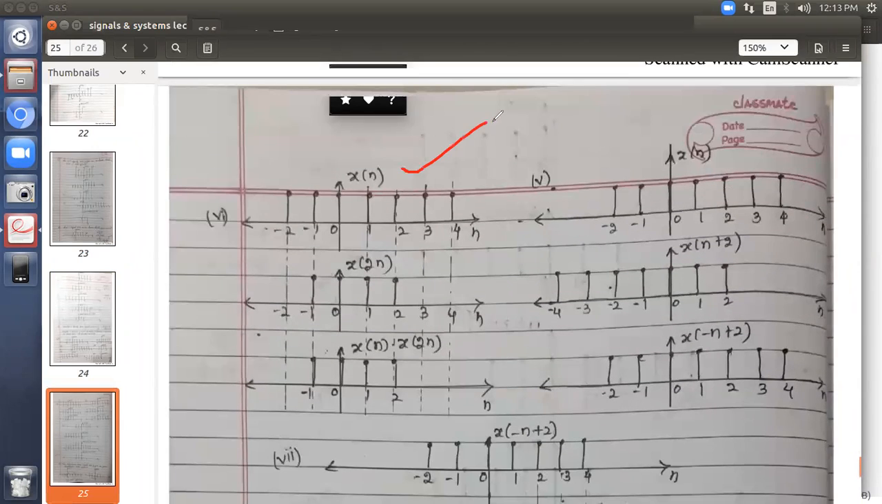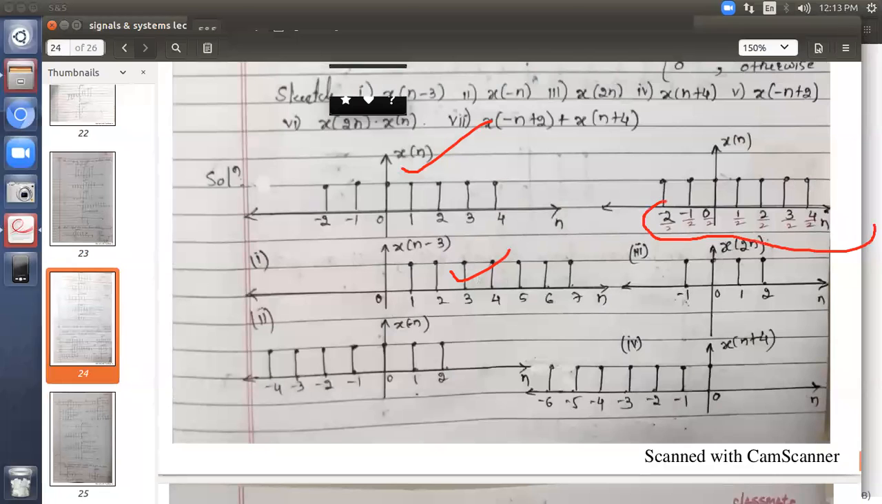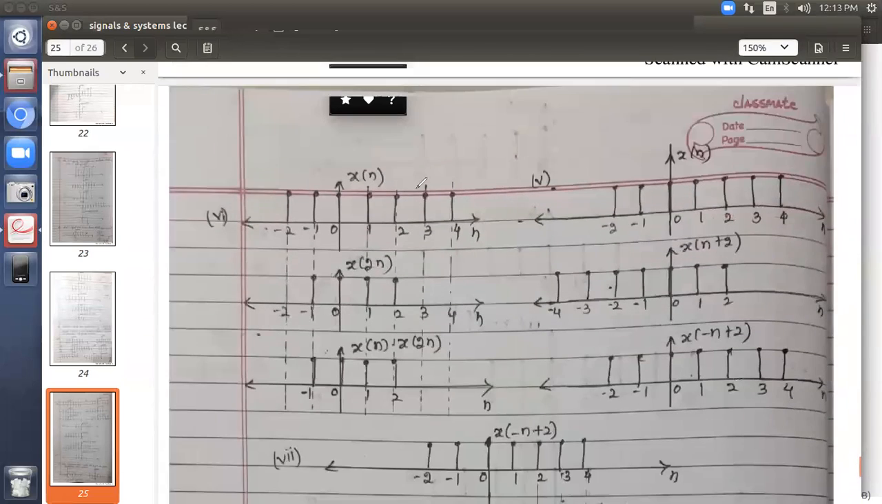X of n is this, x of 2n is this. We have already done this. X of 2n is by compression. Divide: you see here, I have divided every time, and only 4 samples will remain. The remaining 3 will be discarded. So this is your x of 2n. Take that as it is, x of n, x of 2n. Now if you multiply, you check the range, it is -2 to 4.